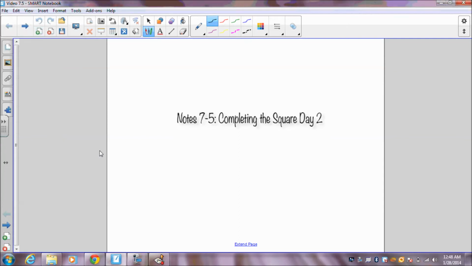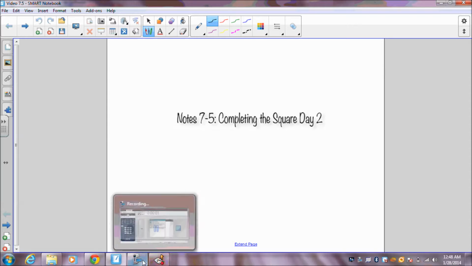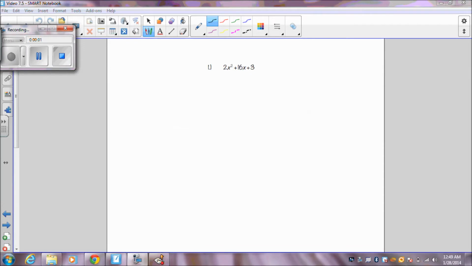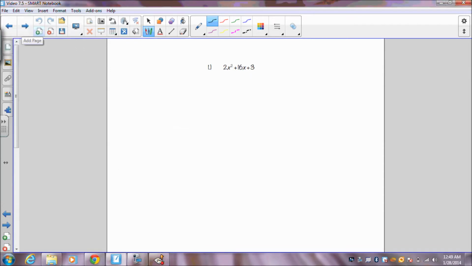All right, ladies and gentlemen, so today's lesson is on completing the square for the second day. If you remember the last day that we spent completing the square, the leading coefficient was always 1. Now we're going to talk about what you should do if the leading coefficient is going to be greater than 1.